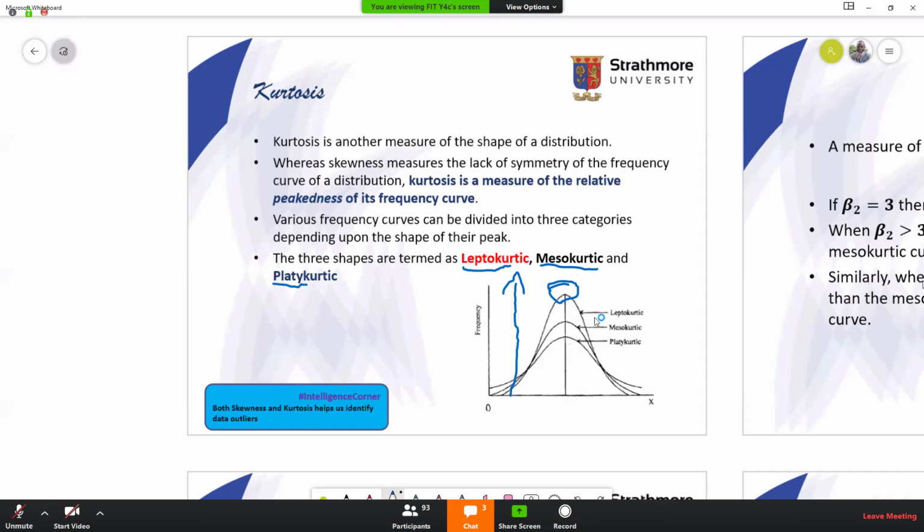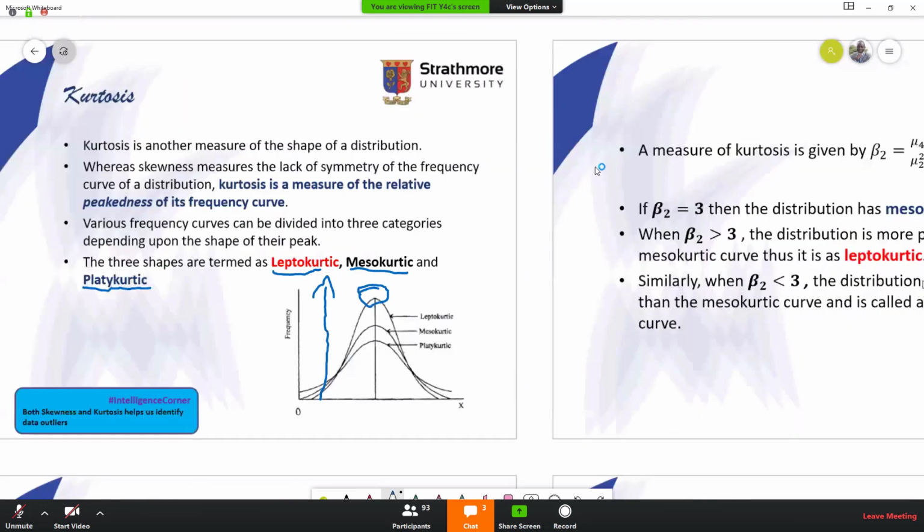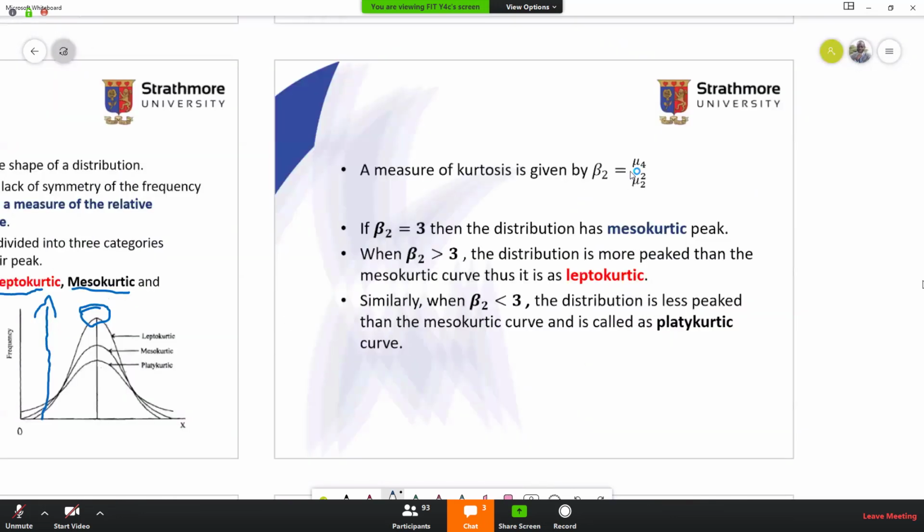So very quickly, remember we measure skewness using beta 1, okay? We measure kurtosis using beta 2, which is easy. It is just the fourth moment of the distribution divided by the second moment squared, okay? Fourth moment divided by the second moment squared.